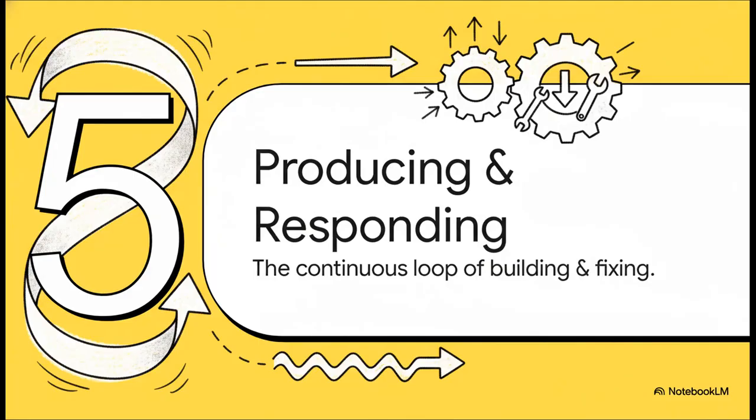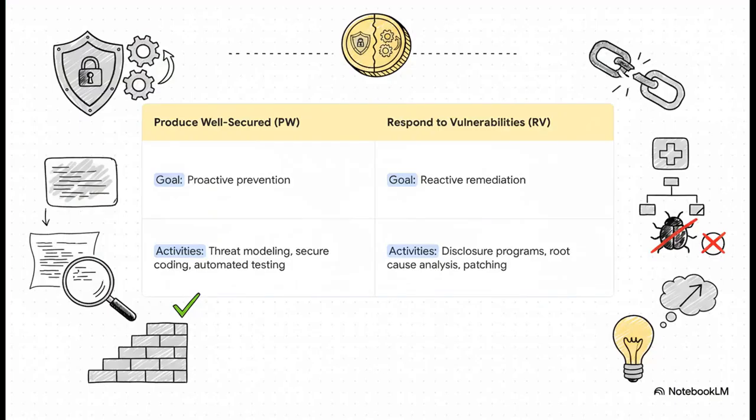And now we get to the real engine room of the whole process. NIST groups these last two pillars together because they're not just steps in a line. They're a continuous cycle of building proactively and fixing reactively. It's a loop. This table lays it out perfectly. On one side, you have producing, which is all about being proactive. That means doing things like threat modeling, where you literally try to think like a hacker to find weak spots before you build, and using tons of automated testing. Then on the other side, you have responding, which is about being smart and reactive. It means having a solid plan to find, analyze, patch, and most importantly, learn from any flaws that pop up after release.